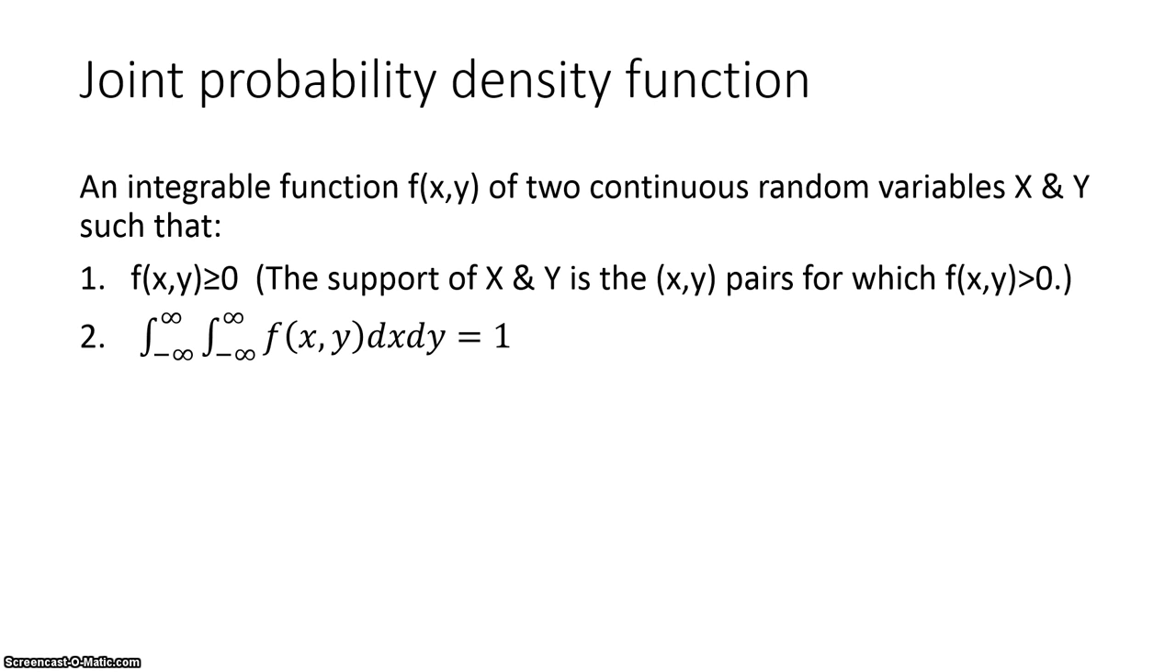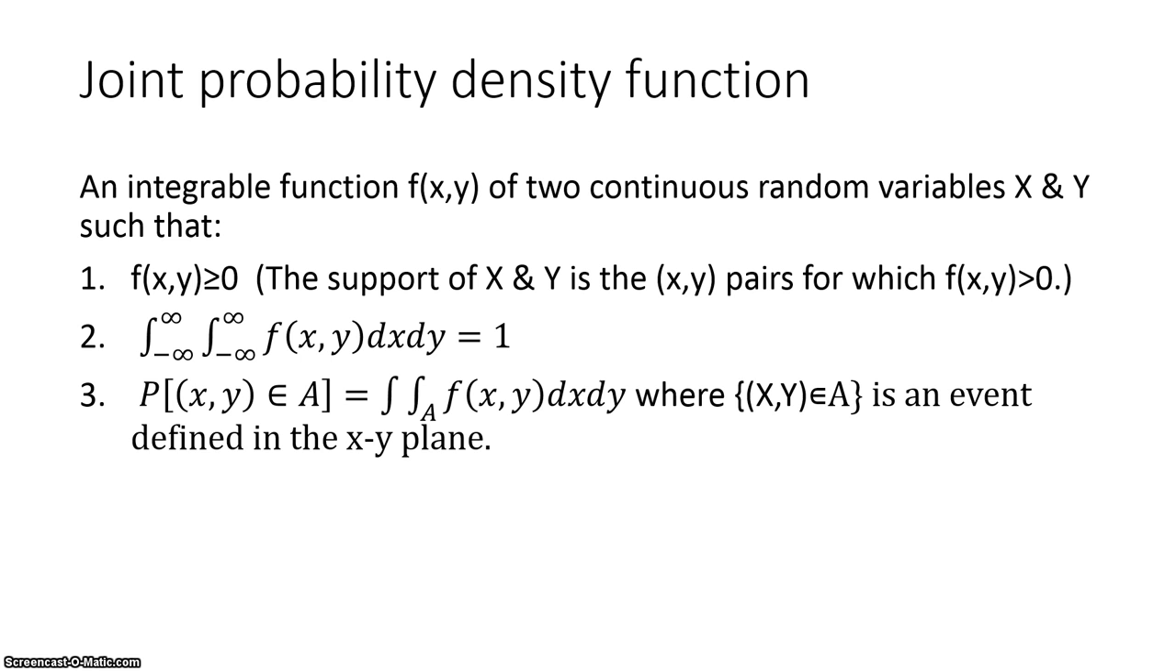If we integrate over the entire support of X and Y, then the total volume under this surface is going to be 1. And if we want to find the probability of an event A, which is an area, a region of the xy plane, we can integrate our distribution function over that region A, and that's going to give us our probability.